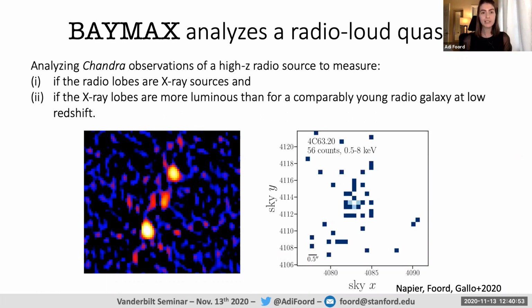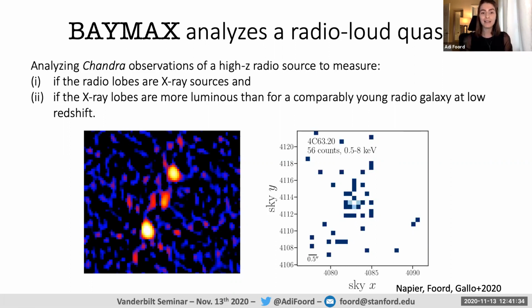Some of the main questions of the analysis were whether the lobes were X-ray emitters as well, and if they were, what were their X-ray luminosities. On the left-hand side, I'm showing you the VLBA image of the source, and you can see that there is emission from the core as well as from the two lobes. On the right-hand side, I'm showing you the actually very deep Chandra observation of the source, where there were only about 60 counts detected. Because there are only about 60 counts, it's really hard to tell by eye whether or not the X-ray emission is extended, and if it is, if it has a similar position angle to what you see in the radio observations.